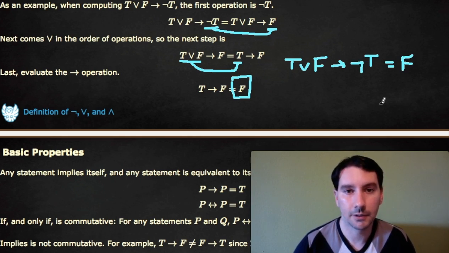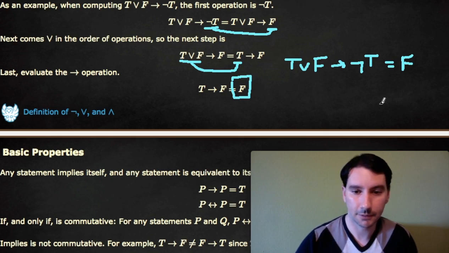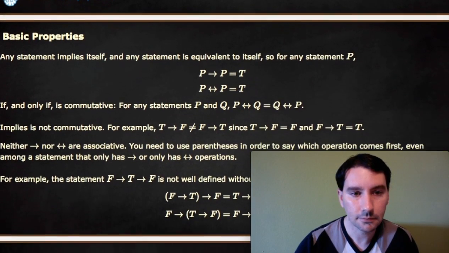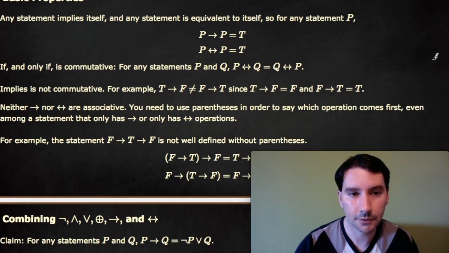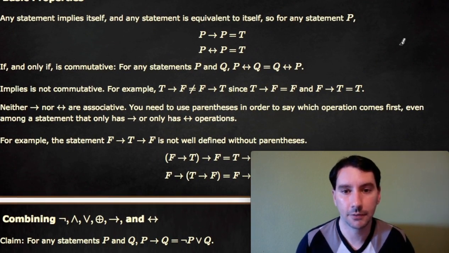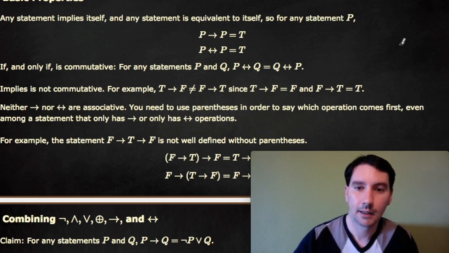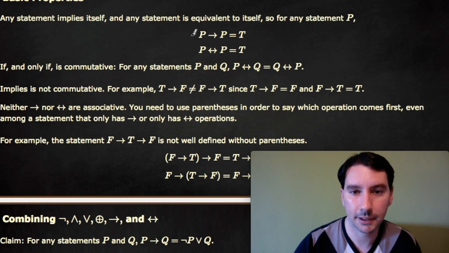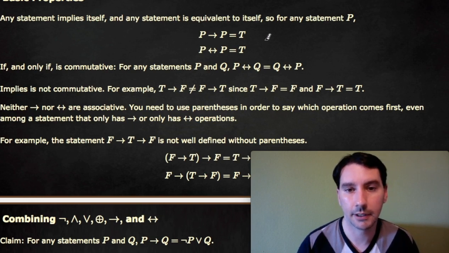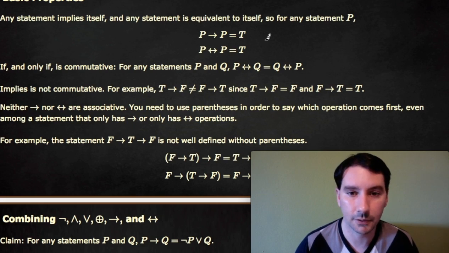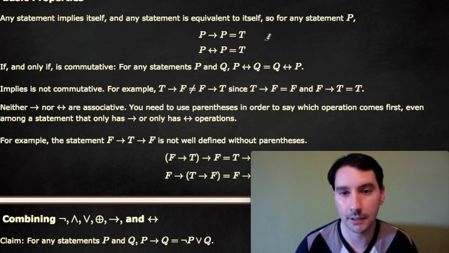Now let's look at some of the basic properties of implies and if and only if. So first of all, every statement implies itself, and every statement is logically equivalent to itself. In other words, every statement if and only if itself. So P implies P is always true, right? And P if and only if P is true, meaning P is logically equivalent to P.